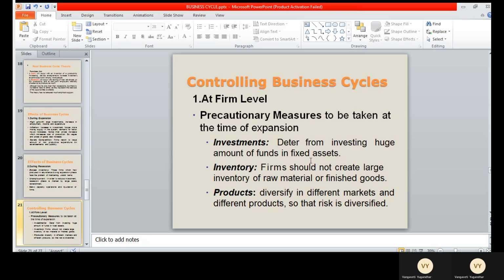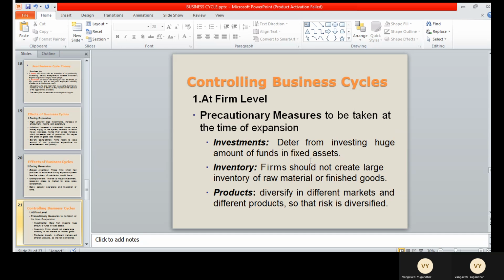First one is investments. Firms should refrain from investing huge amounts of funds, because whenever they invest huge funds, that will be a problem. Therefore they have to control themselves and prevent themselves from going for huge investments. Next, inventory. Firms should not create large inventories of raw materials or finished goods. Otherwise, they have to suffer because of the maintenance of those unsold or overstocked items.